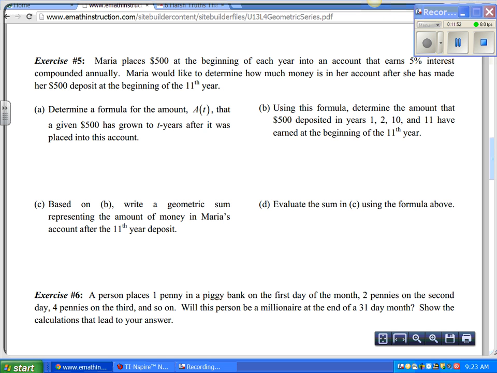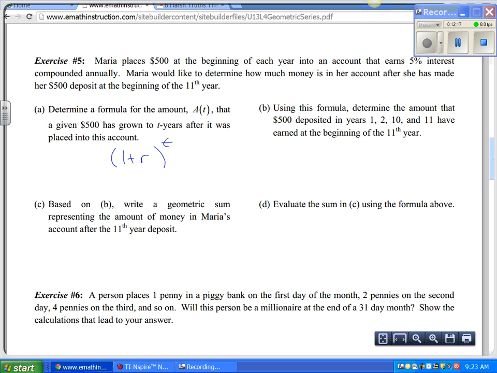Is the account getting larger or smaller? That's a hint. Yeah, there's a 1 plus in it. 1 plus R, yeah. I need more than that, though. We definitely have a 1 plus R. I need more. Not squared, no. To the t. Okay, I need something else.